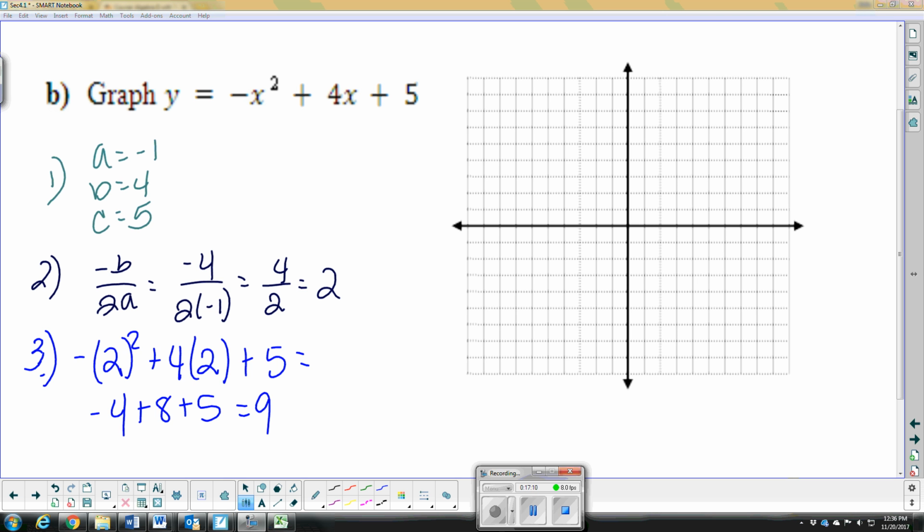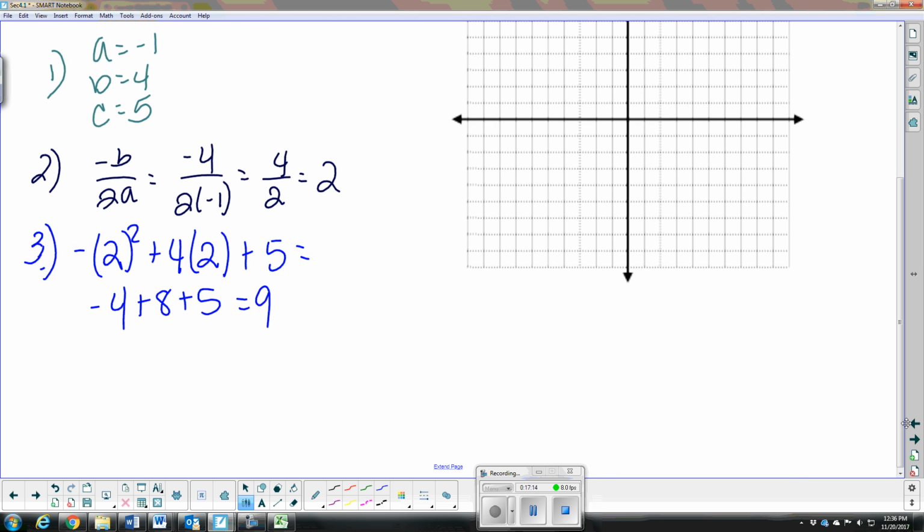The next step is to plug our x value into our equation to get the y-coordinate of our vertex. So if we do that, we end up with 9. So then we can say the vertex equals 2, 9.